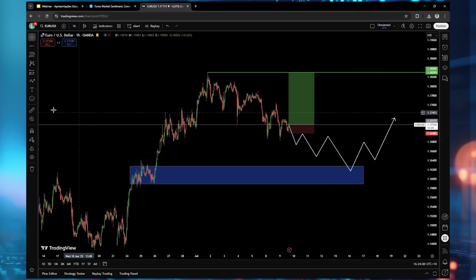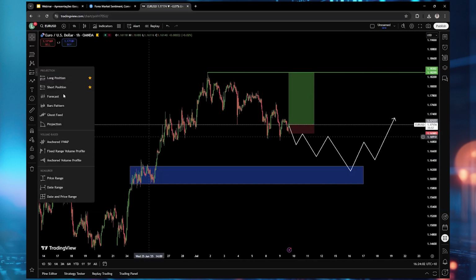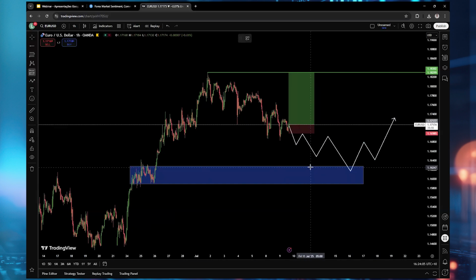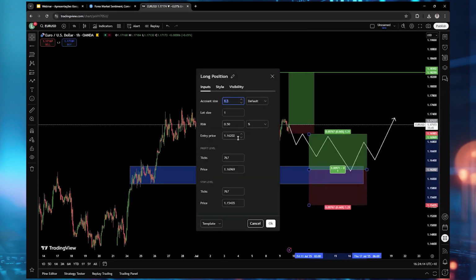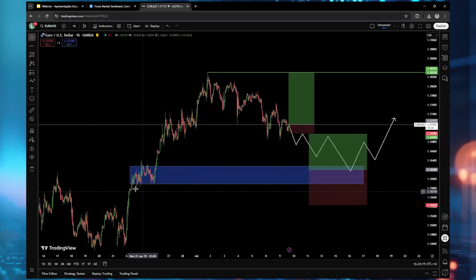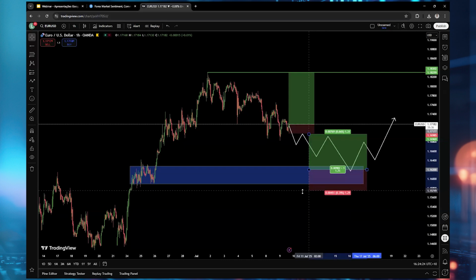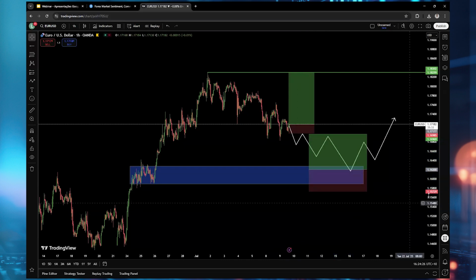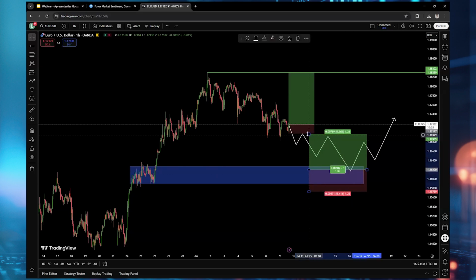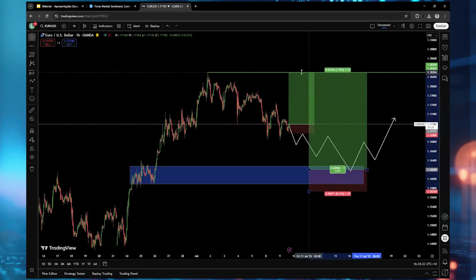So what I will be looking to do is I'm going to leave a pending order at this price of 1.162. My stop loss will be just below this level of 1.158. So right now my stop loss is 1.15729, and then of course my take profit would be right at the highs.